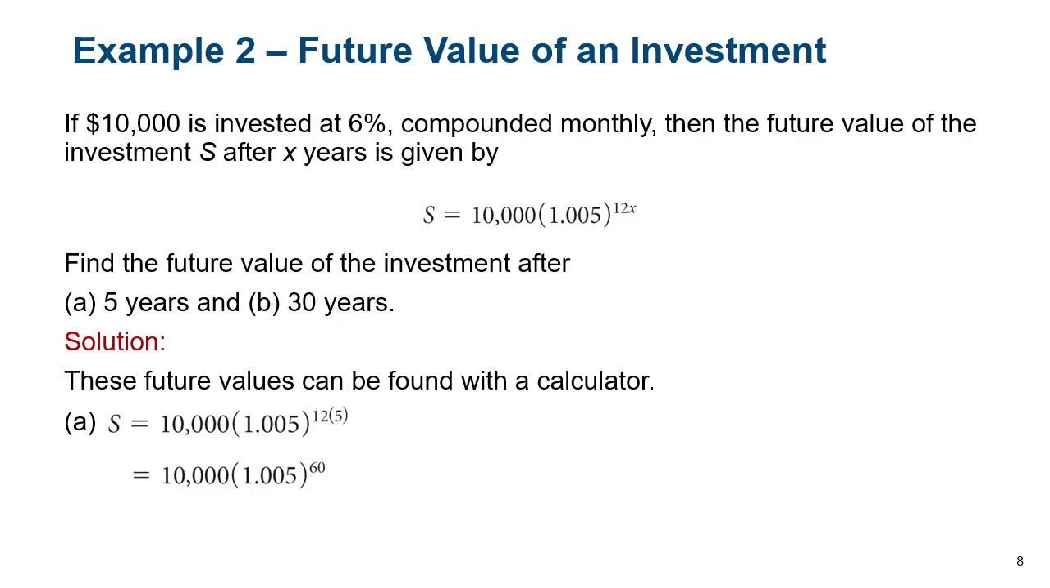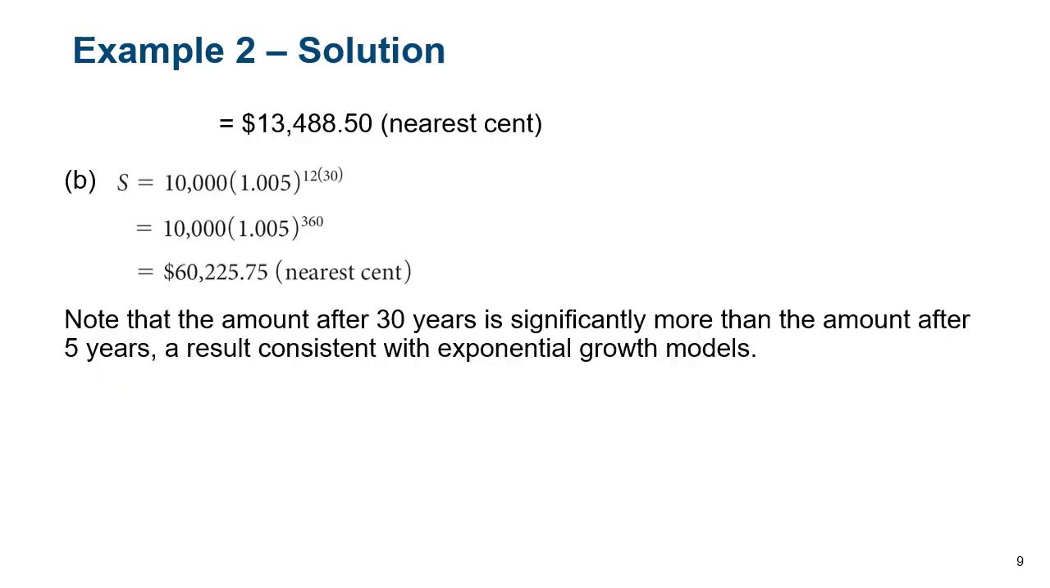Well, all you're doing is plugging in 5 for x, and then, of course, 12 times 5 is 60, and then doing the math, and you get $13,488, right? Then you plug in 30, make it 360, do the math, and you get about $60,000, rounded to the nearest cent. Note that the amount after 30 years is much more than the amount after 5 years. It's growing faster and faster and faster, and that's what compound interest does. And in fact, compound interest is a form of exponential growth.